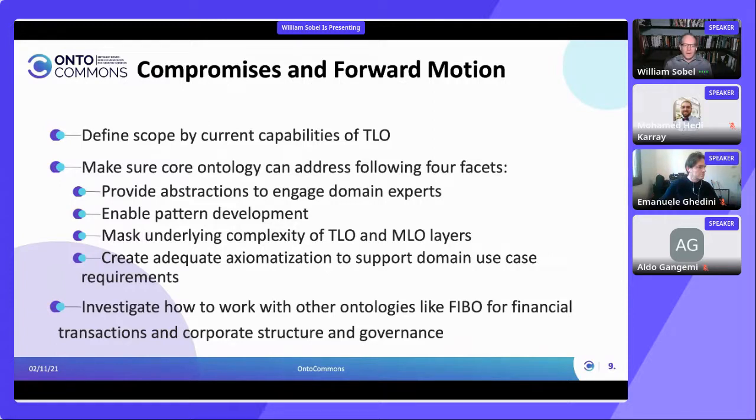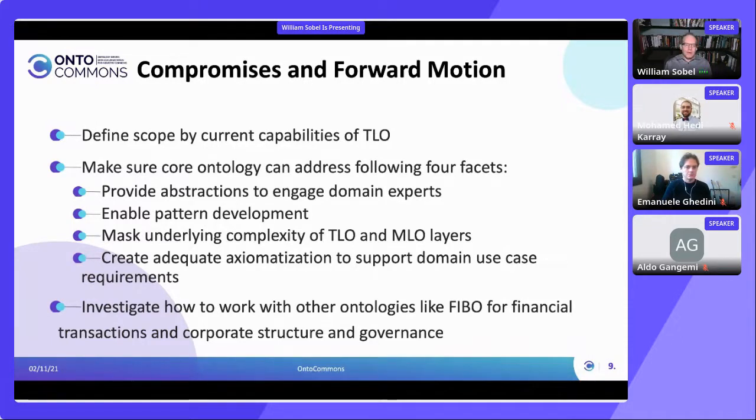And then create all the axiomatization as much as possible in that core layer, so that again, you're just using some of the axiomatization, the constraints and such at the lower levels with the various different relations that we created, and not having to recreate a lot of that complexity when you're actually trying to just define your domain terms. And then we need to work on how we can work with other ontologies like FIBO for things like supply chain, where we're going to need to talk about things like financial transactions and the governance and corporate relationships and structure and ownership and such.